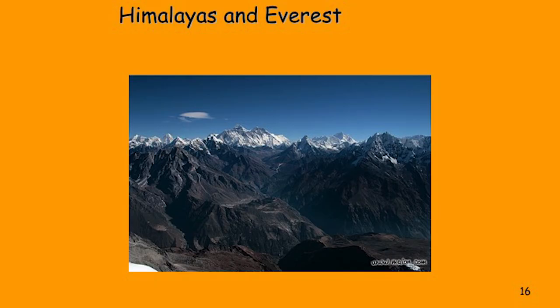So this is a picture of the Himalayas, and almost in the middle, the highest peak in the background is Mount Everest. Mount Everest is the highest mountain in the world. It's part of the Himalaya Mountains, which are forming as a result of continental convergence when India collided with Asia. And this process is still going on.